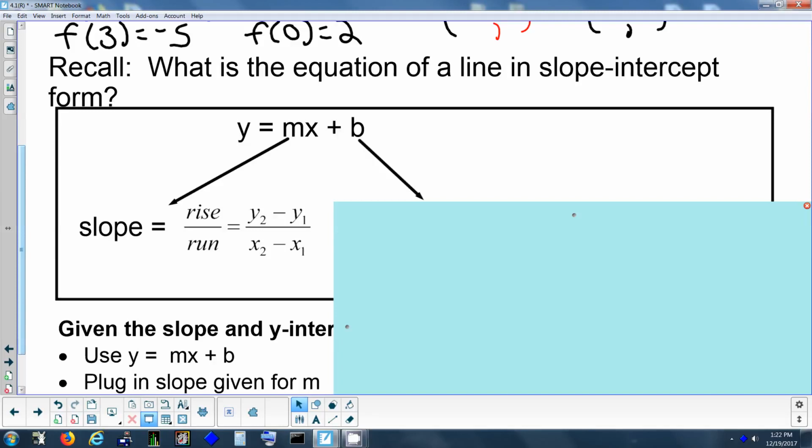And then on your notes where it says slope equals, write rise over run here, and then write y2 minus y1. Everybody got that?